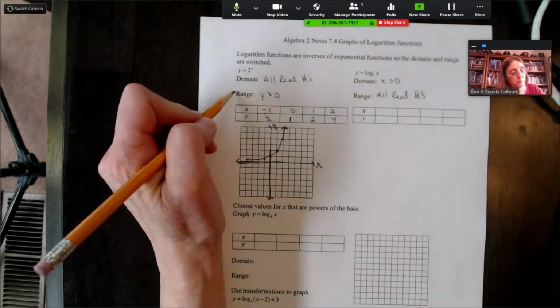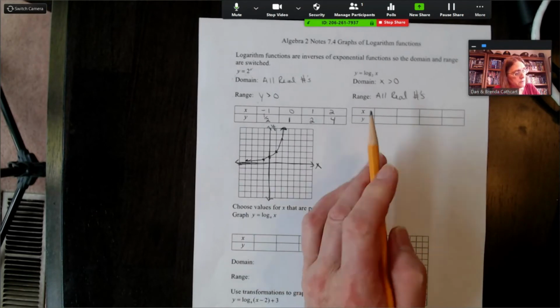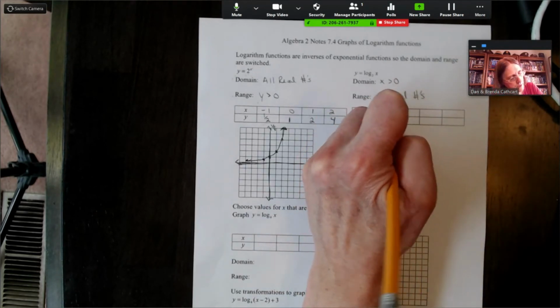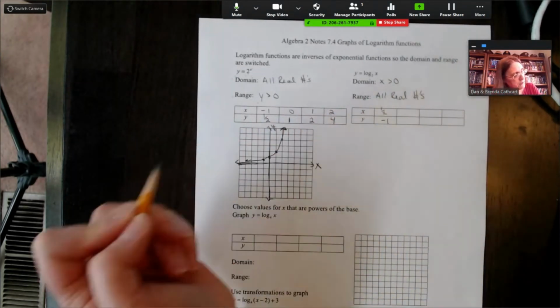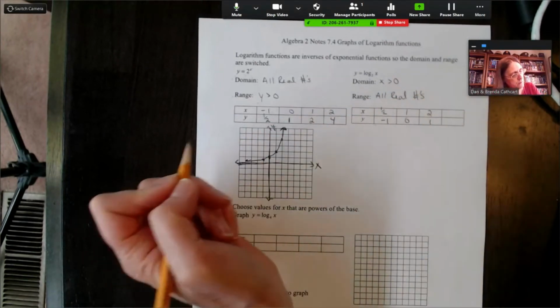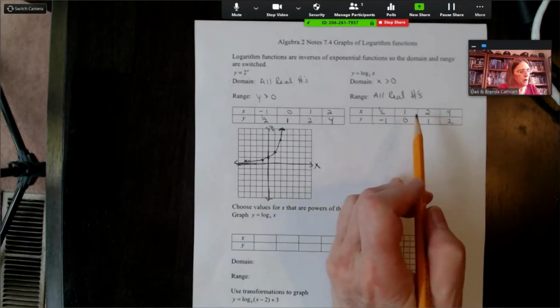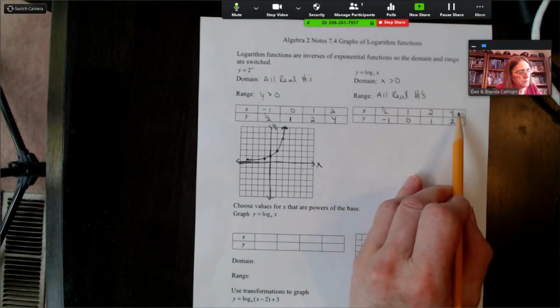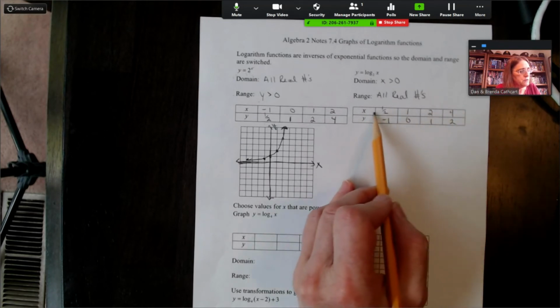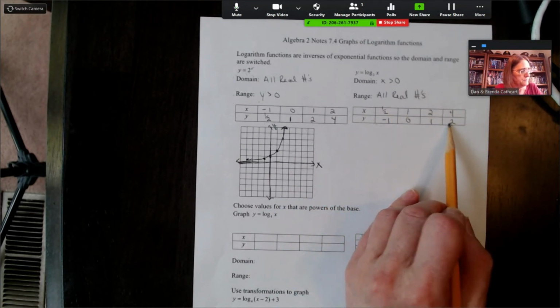We switched our domain and range. We're also switching the x and y coordinates. So when x is 1/2, y is negative 1, and we have 1, 0, 2, 1, and 4, 2. All of our values for x, notice, are powers of 2, which gives us nice integer values for y.